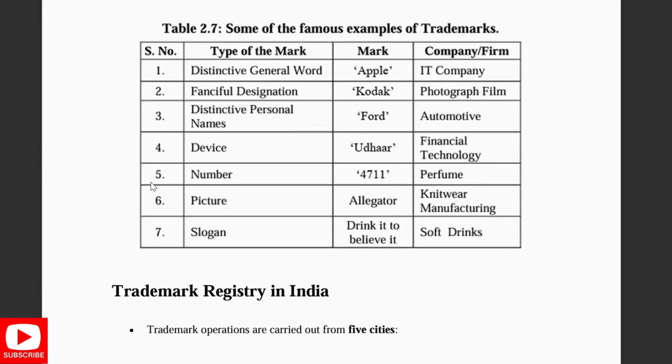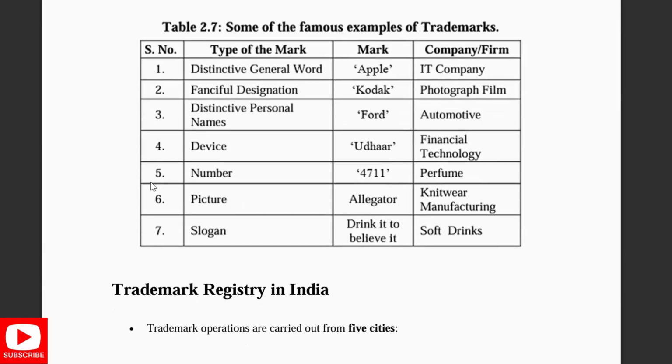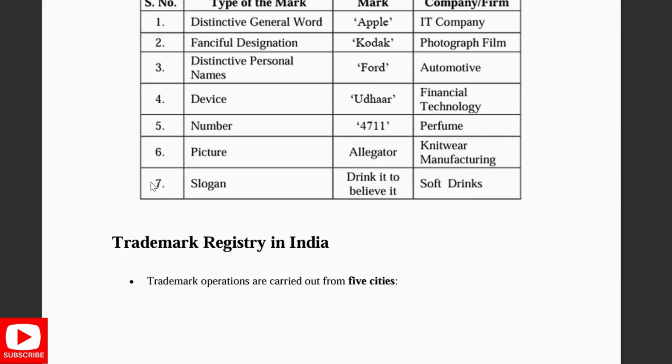So some of the distinct names you can observe: this type of mark uses distinctive general words. Apple, an IT company; then Kodak, Ford for automotive, or Udaar, a financial technology company; 4711, a perfume; Alligator, a network manufacturing company; and 'Drink it to believe it' for a soft drink slogan.